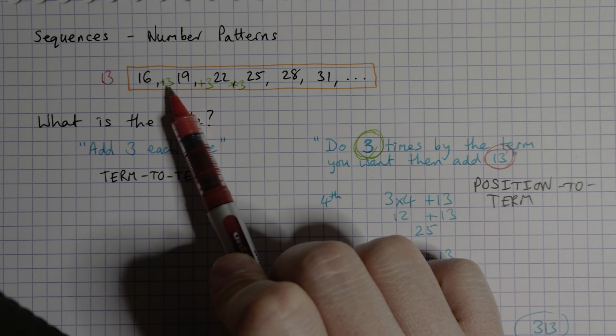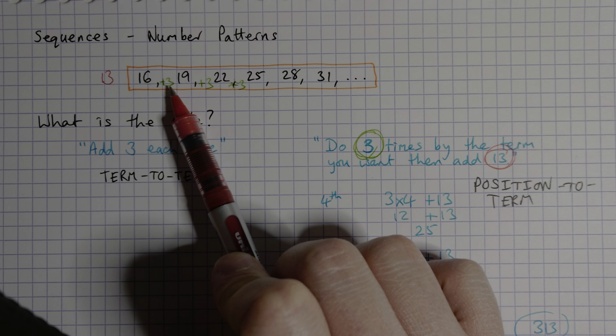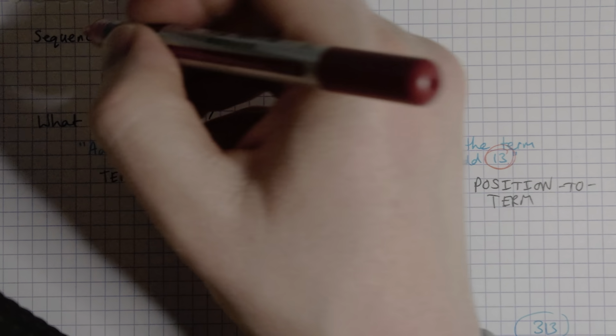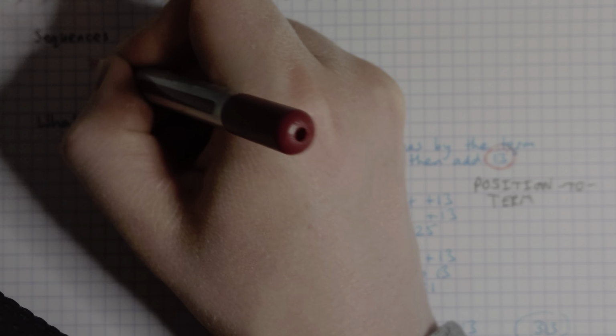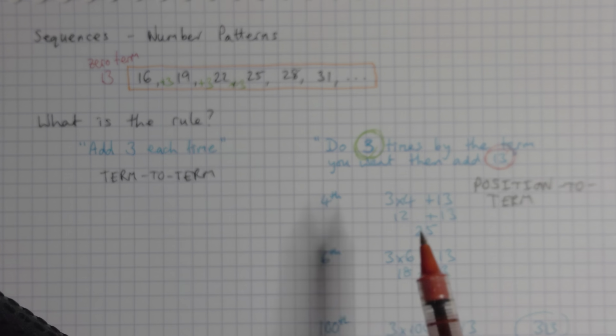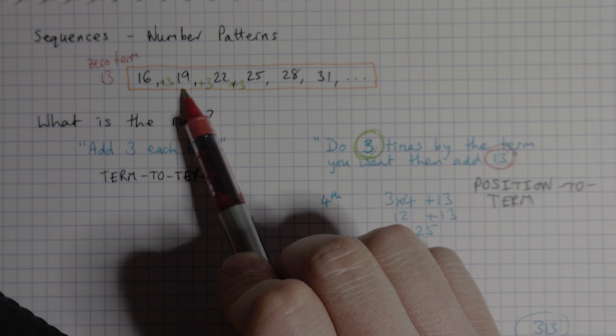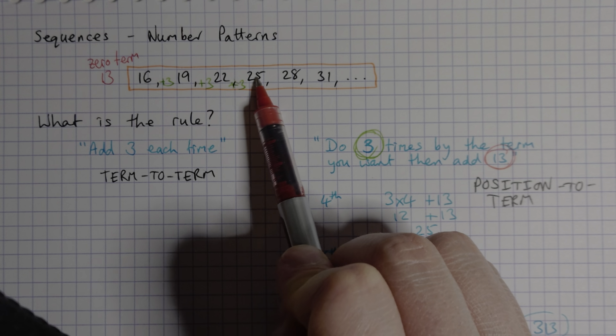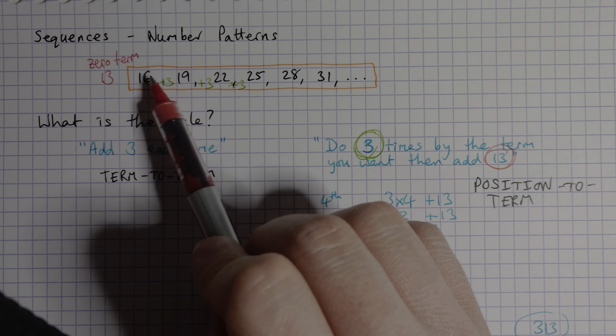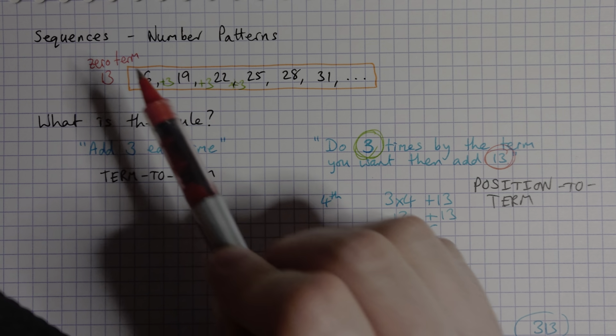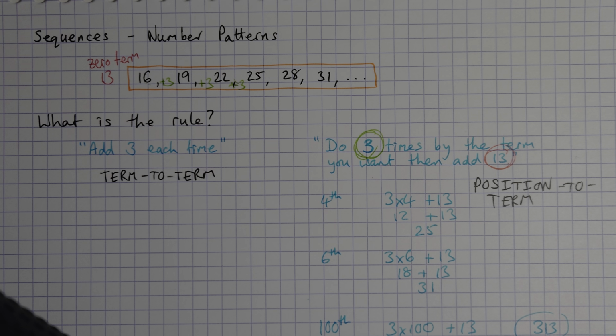We call this the difference. 3 is called the difference, and the 13 is called the 0 term. Okay, 0 term, because remember, that was the first term, second term, third term, fourth term. So it makes sense then that the one before the first term is called the 0, or 0th term, if you prefer.